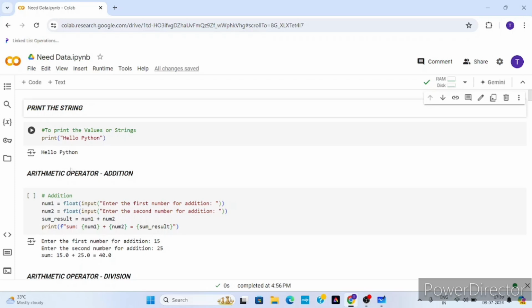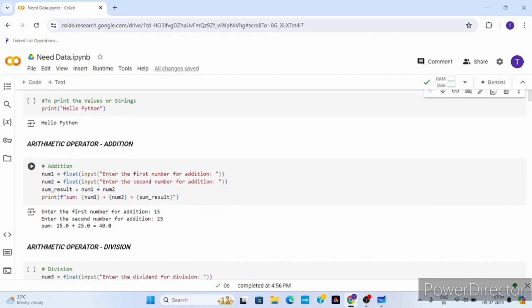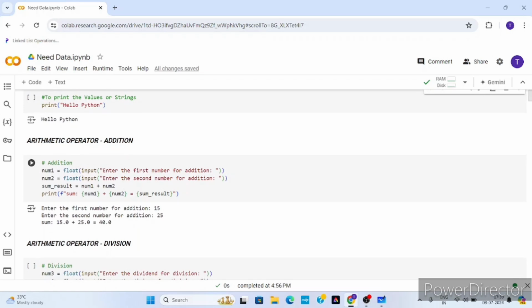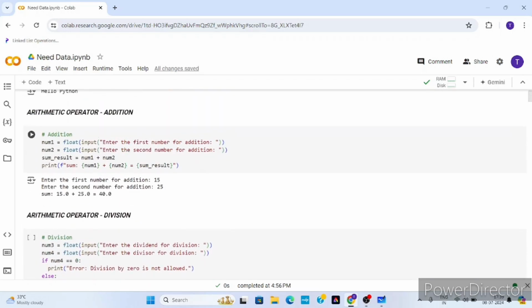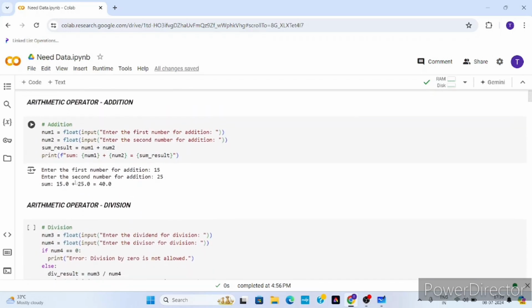That's it. Next, the arithmetic operators. There are four basic arithmetic operators, which are addition, subtraction, multiplication, and division. Here I did two arithmetic operators, which are addition and division. So you can try the other two, subtraction and multiplication.